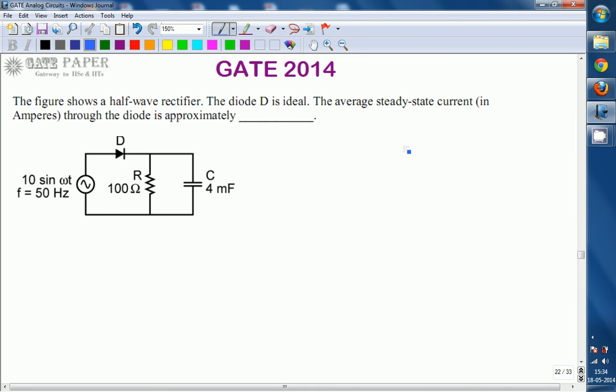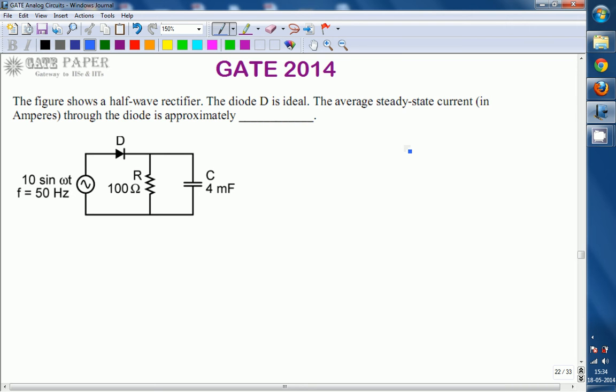Hello, we are discussing the GATE 2014 ECE paper, and the topic we are discussing is analog circuits. Look at the circuit diagram. The figure shows a half-wave rectifier and the diode D is ideal.